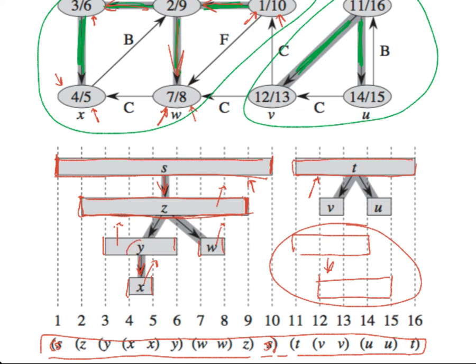If Y is nested inside Z, it means that Y is a descendant of Z. So let's look at X. X is nested inside of S. That means X is a descendant of S in the depth first search tree. So we can see that here, child, child, child, and there's X. It's a descendant.